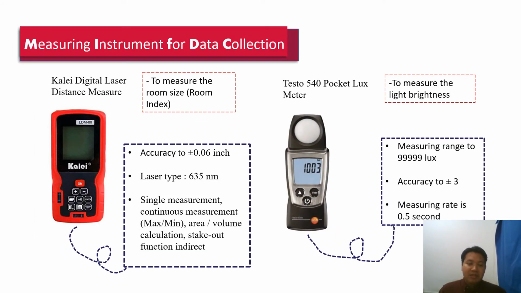These are some of the measuring instruments used for the data collection in the study. First, we have a color digital laser distance measure to measure the room size. And next, we have the Testo 540 pocket lux meter to measure the light brightness.